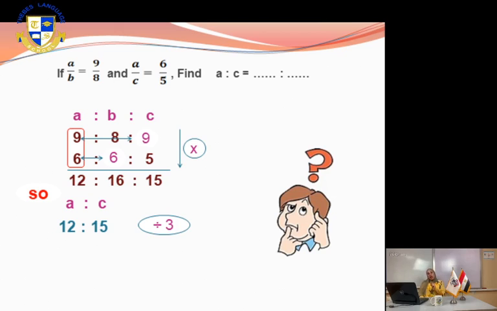Take care. Here 12 to 15 are divisible by 3. So I'll divide them by 3. The final answer will be 4 to 3. So A to C equals 4 to 3.